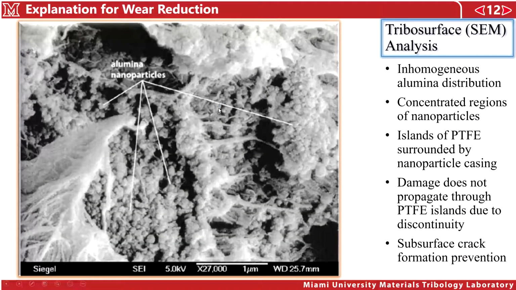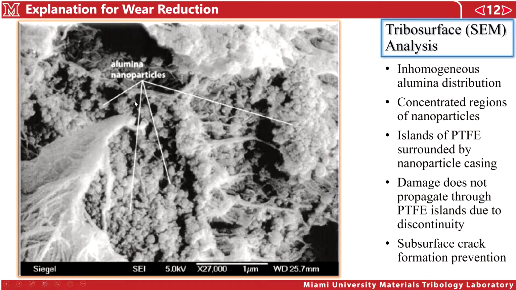Now, why is this the case? So this group suggests a different mechanism. They looked at the tribo surface using the scanning electron microscope, which is what SEM stands for, and they produced this image, which suggests that there are islands of PTFE. So this is the PTFE material, and these islands are surrounded by the alumina nanoparticles.